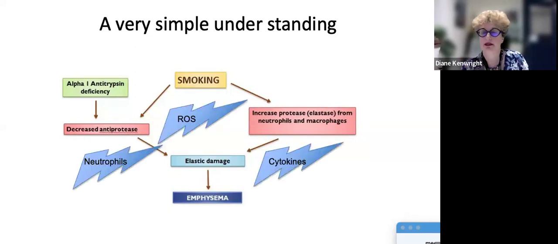How does it do this? All right, so it does this through reactive oxygen species. Smoking causes reactive oxygen species, things like singlet oxygen molecules, to decrease the antiprotease and increase the protease. And then neutrophils, which are full of damaging materials, become activated, causing elastic damage, and cytokines recruit more inflammation.